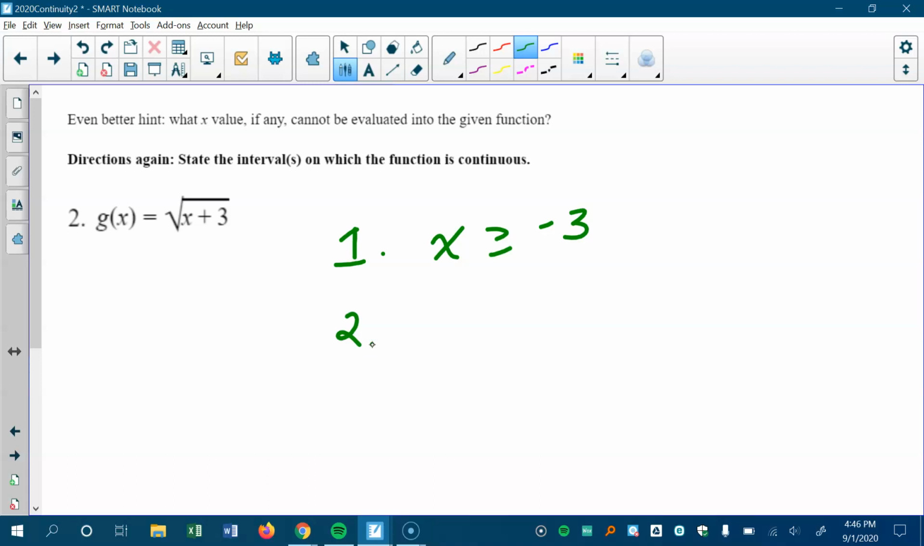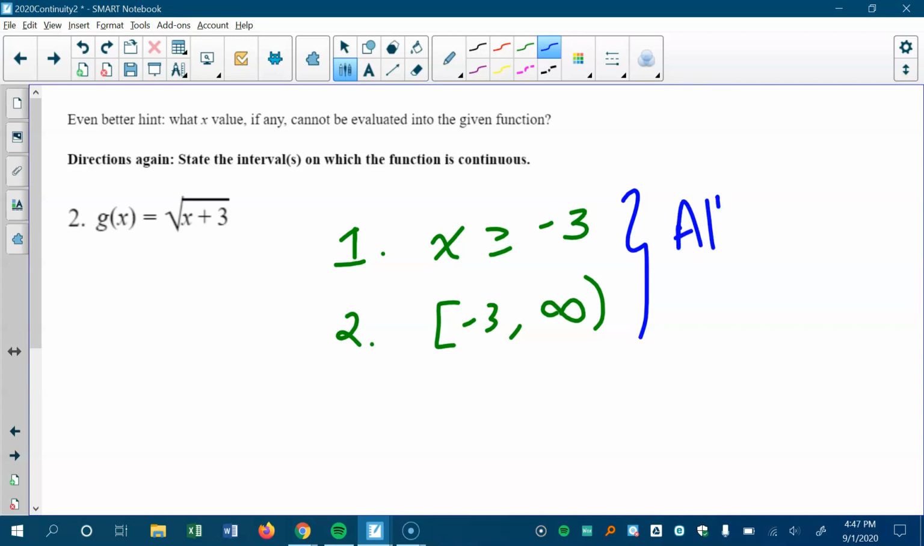That would be one way you could write the interval. A second way you could write the interval is negative 3 to infinity. And again, these are all the x values where the function is continuous. All x values where the function is continuous. Now, the hint that I gave you has not come into play just yet, so let's go to number 3.